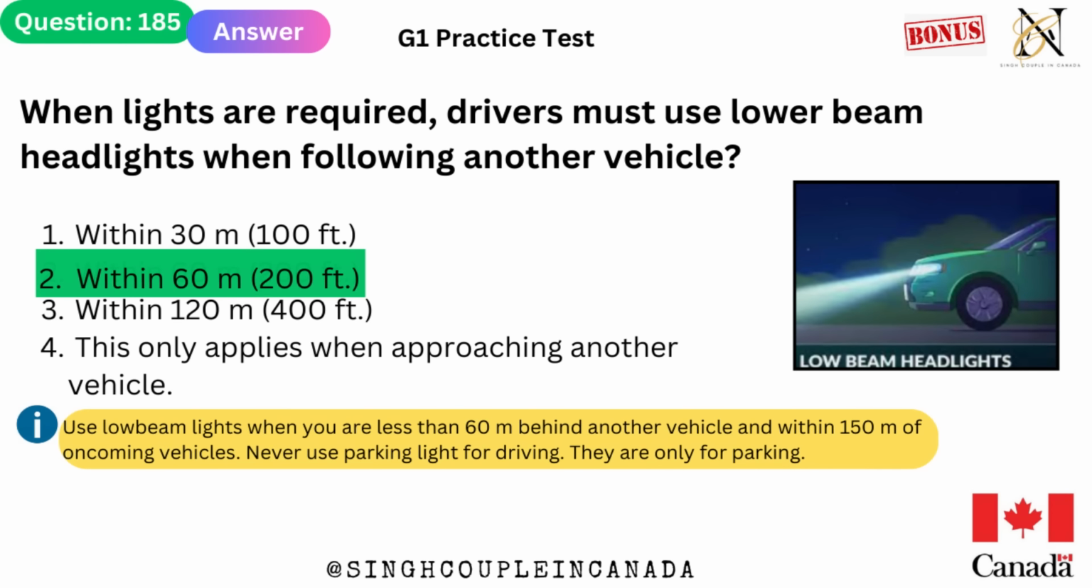Use low beam lights when you are less than 60 meters behind another vehicle and within 150 meters of oncoming vehicles. Never use parking light for driving. They are only for parking.